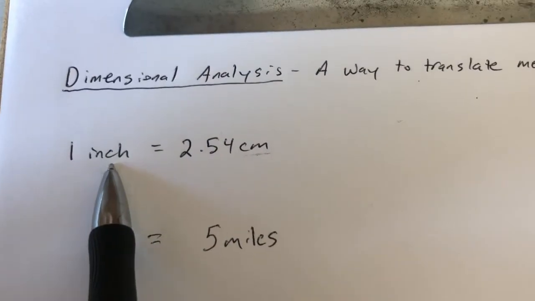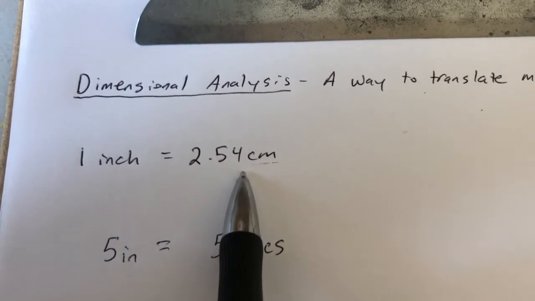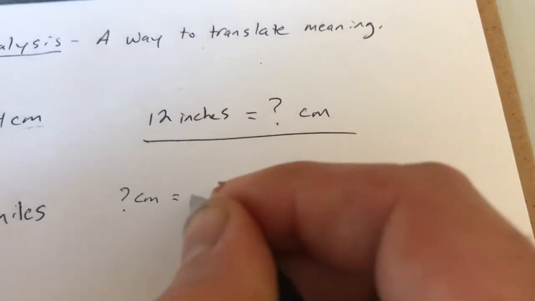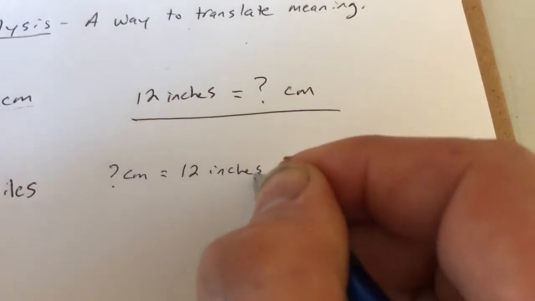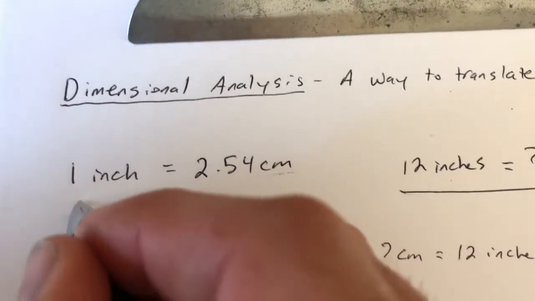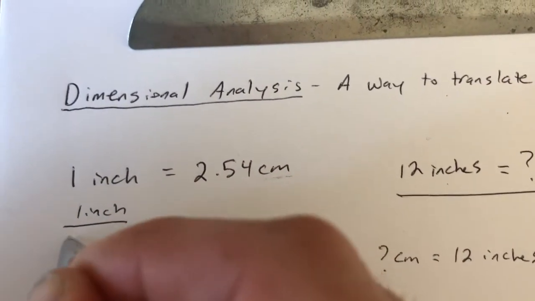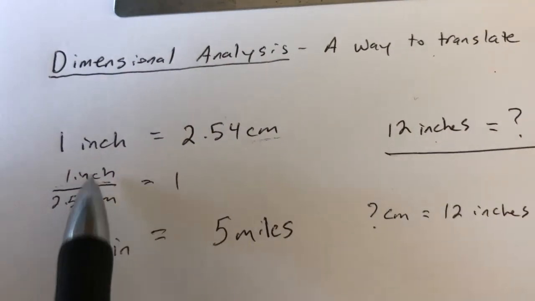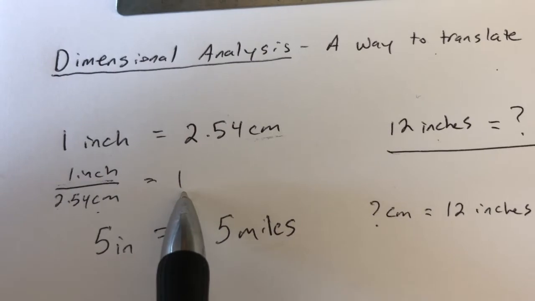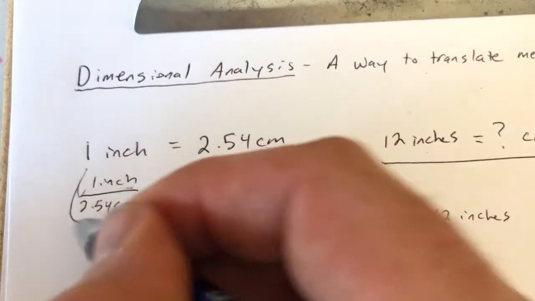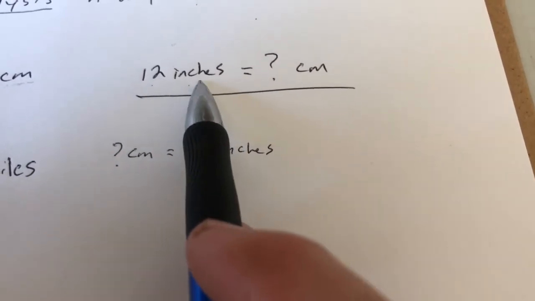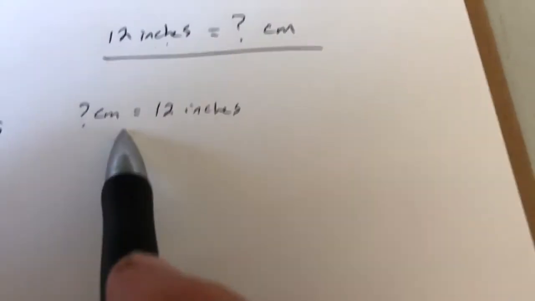So here, if I want to translate inches to centimeters, it's very simple. I'm going to start out like this. How many centimeters is equal to 12 inches? I can say that 1 inch divided by 2.54 centimeters is equal to 1. Because these are the same size, this divided by itself is 1. So I can multiply by these 1 factors and not change the size of my actual quantity. This quantity has a number piece and a units piece. So how many centimeters is 12 inches?